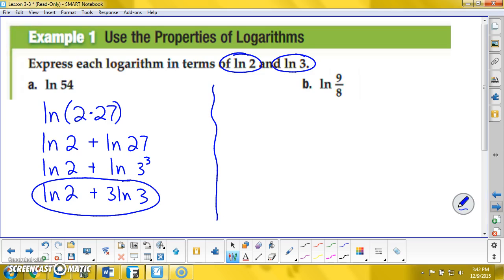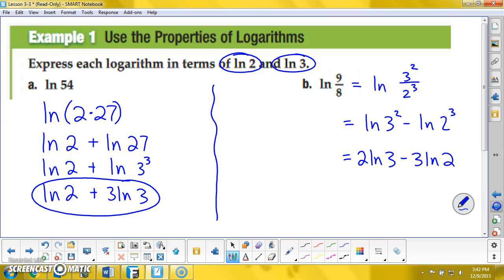Part B is similar. Rewrite this in terms of natural log of 2 and natural log of 3. So the first thing I'd do is rewrite this as the natural log of 3 to the second divided by 2 to the third. Now I can rewrite that as the natural log of 3 to the second minus the natural log of 2 to the third, because when you've got the log of something divided by something else, you can rewrite it as the difference of two logs. And then my last step is to take those exponents and make them lead coefficients. So 2 natural log of 3 minus 3 natural log of 2. So we rewrote that in terms of natural logs of 2 and natural logs of 3.